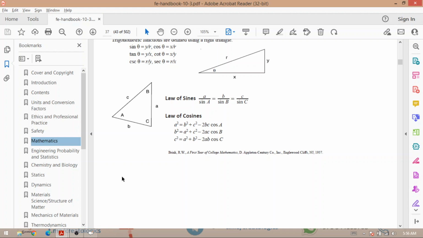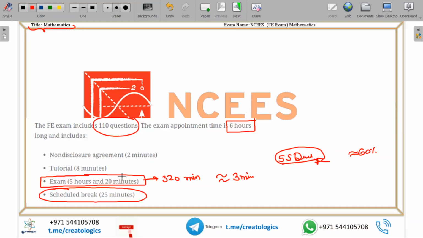You can check on the website which type of calculator is allowed, and the most important thing that you must know is your calculator. It is very important to know your calculator. Everything your calculator can do, you must be aware of, because it will save your time. Believe me, it will save lots of time if you know how to use the calculator.